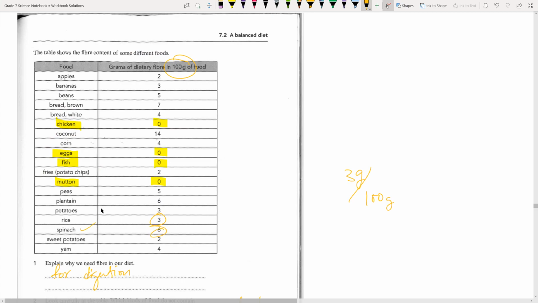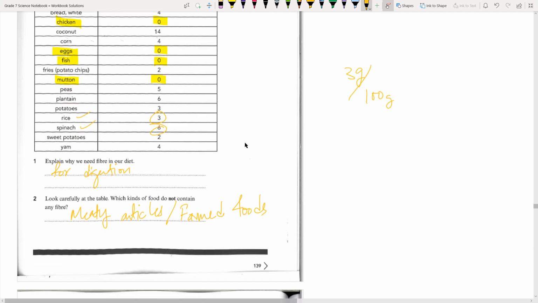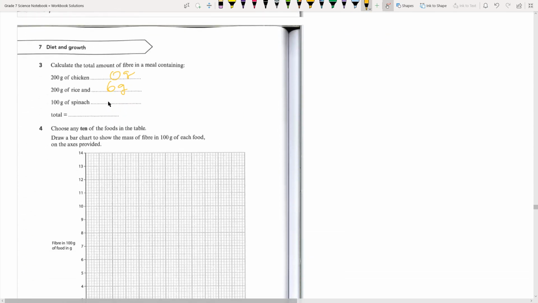6 for spinach, so that would be simply 6 grams because we're supposed to work with this. So the total would be 12 grams, right? So if this is a meal that a student, this person took, then it only contains 12 grams of fiber, right? Choose any 10 of the foods on the table. Draw a bar chart to show the mass of fiber in 100 grams of each, right?